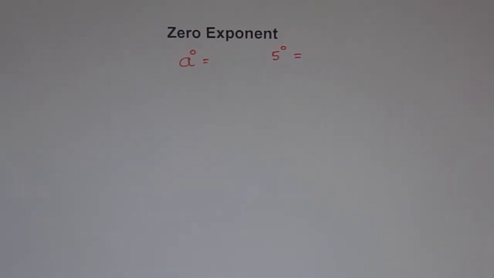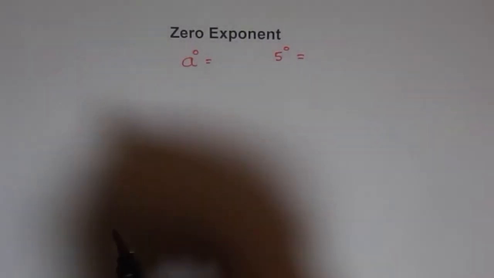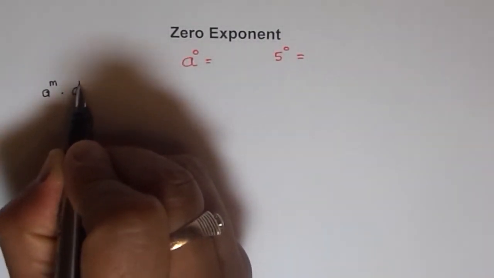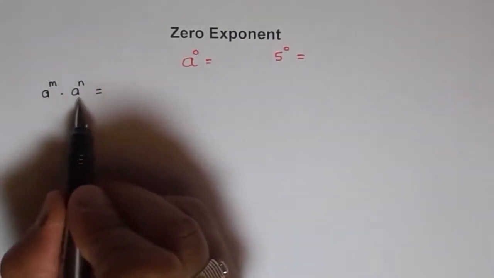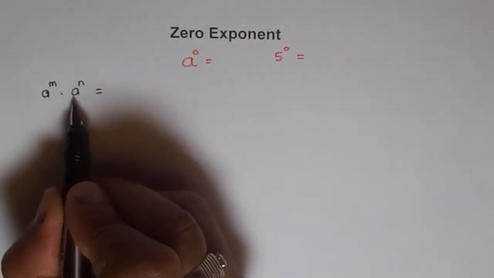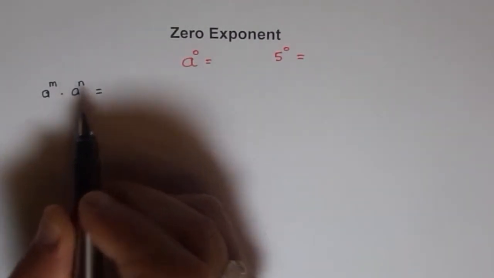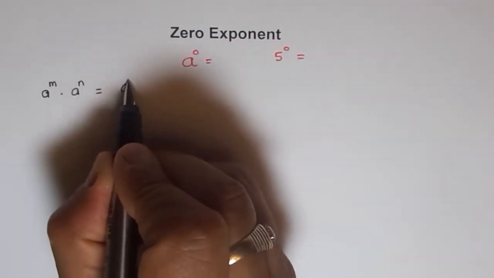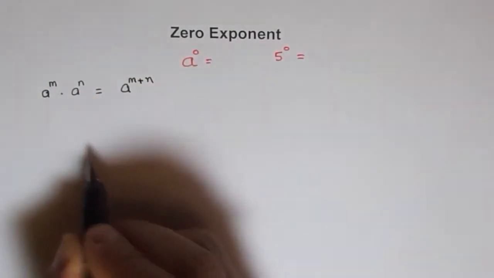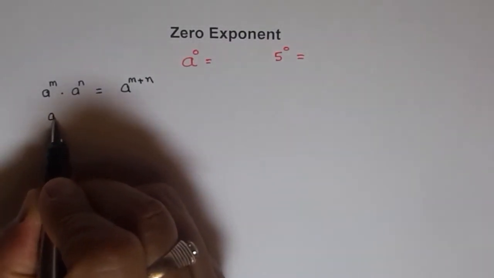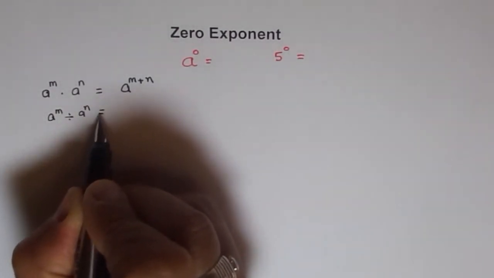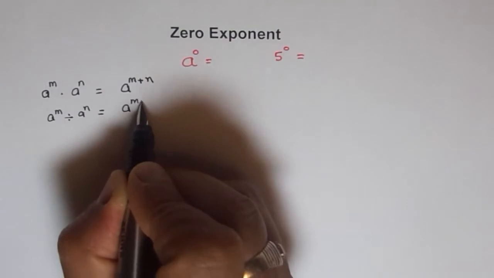Right? Let me remind you what those were. So multiplying powers with the same base, what was it? If I have a to the power of m times a to the power of n, what do I get? When we multiply powers with the same base, which is a in this case, what happens to exponents? They get added up. So this is equal to a to the power of m plus n. And when we divide, that means if I do a to the power of m divided by a to the power of n, then what do we get? We get a to the power of m minus n.